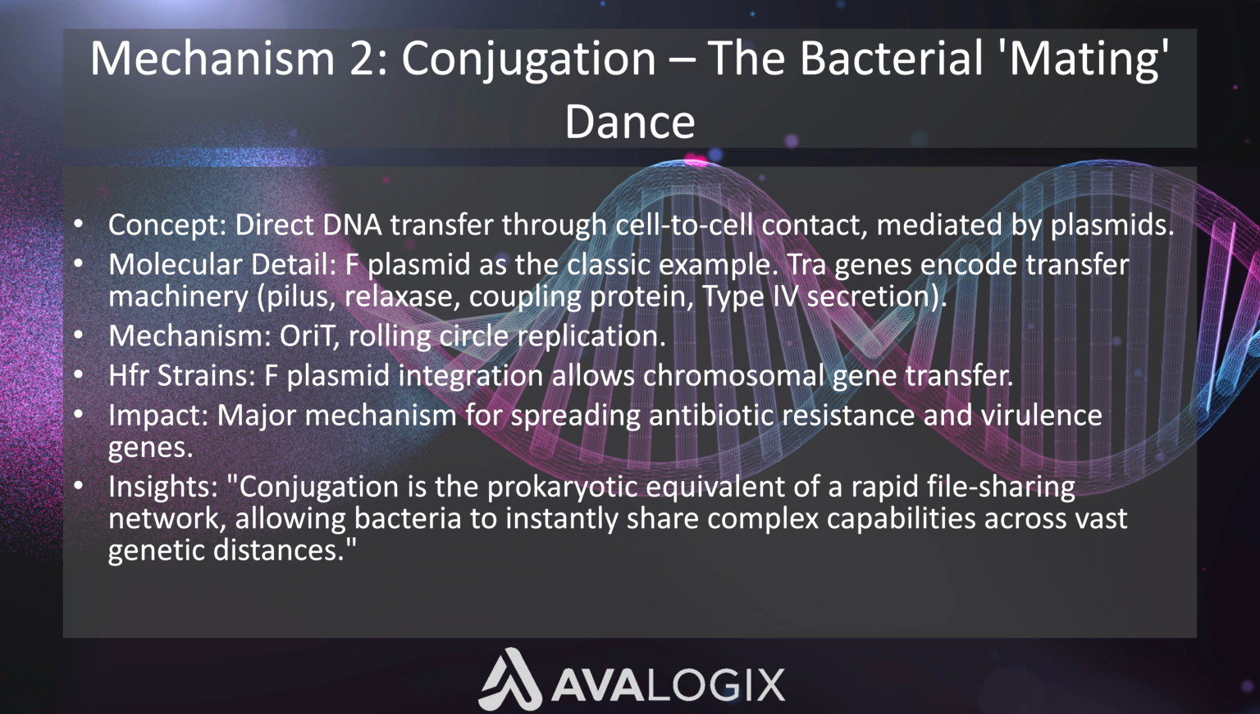Formation of a sex pilus, which attaches to the recipient. Pilus retraction pulls the cells together to form a stable mating pair. A relaxase enzyme nicks one strand of the F plasmid at the origin of transfer, oriT. The single-stranded DNA is transferred into the recipient through a type IV secretion system, an energy-dependent protein complex. The recipient replicates the strand to make it double-stranded, while the donor uses rolling circle replication to restore its own plasmid. A notable variant is the Hfr, high-frequency recombination, strain, where the F plasmid integrates into the chromosome.